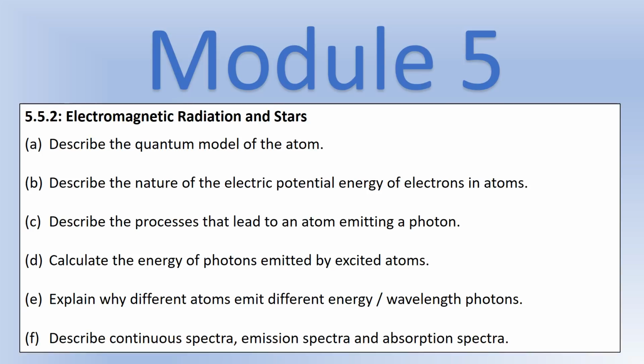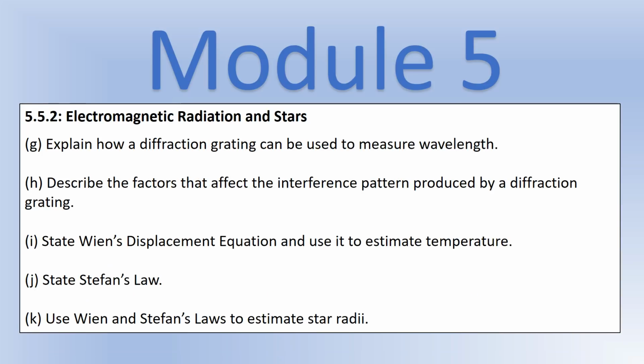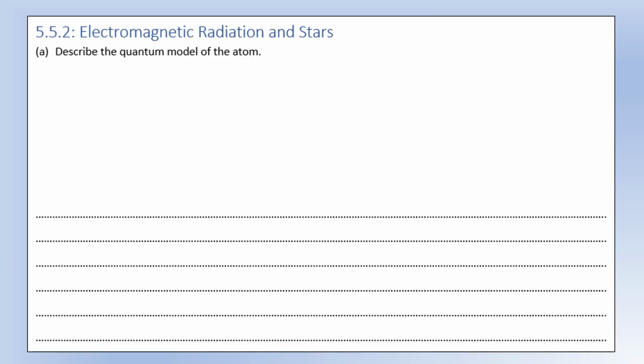Okay, so moving on to how we actually take measurements for stars and how we understand what they're made of. We do that by studying the radiation we get from them. So these are the different parts of the specification that you need to know and be able to do. So let's start taking a look. To understand how all of this works, we first need to understand what the quantum model of the atom looks like.